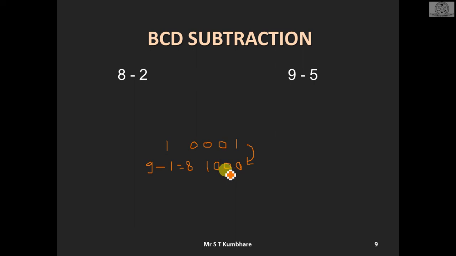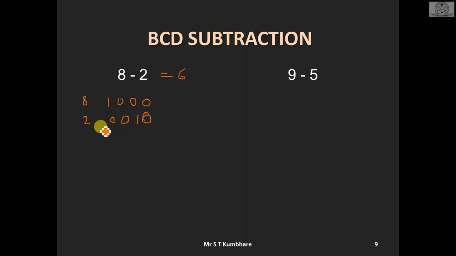Okay, let's take some example. 8 minus 2. If I do it directly, I will get 6 as the answer. So I will write down the BCD code for 8, which is 1000. Similarly, I will write down 2, that is 0010, and I will perform addition. Even though I am saying subtraction, we will perform addition, not subtraction.